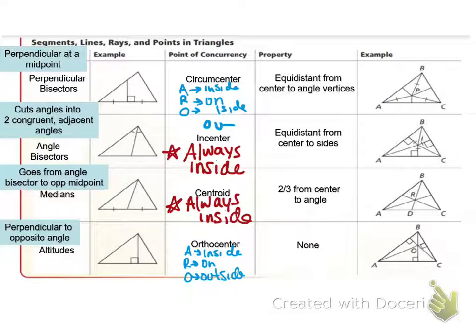So an easy way to remember it, I mean, in-center and centroid are short words and they go together. The longer words go together, orthocenter, circumcenter. But if you don't like that, then, you know, figure out your own way.